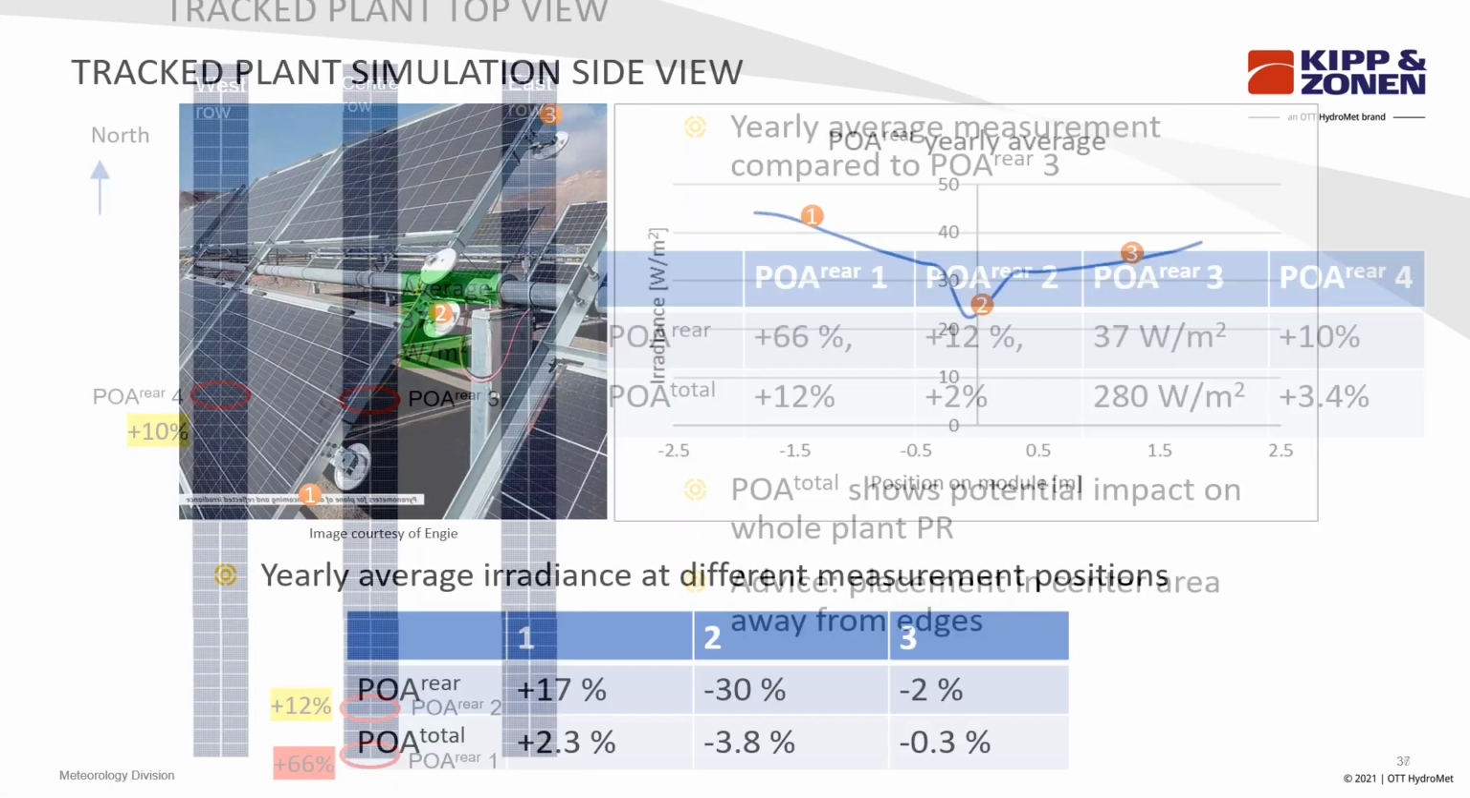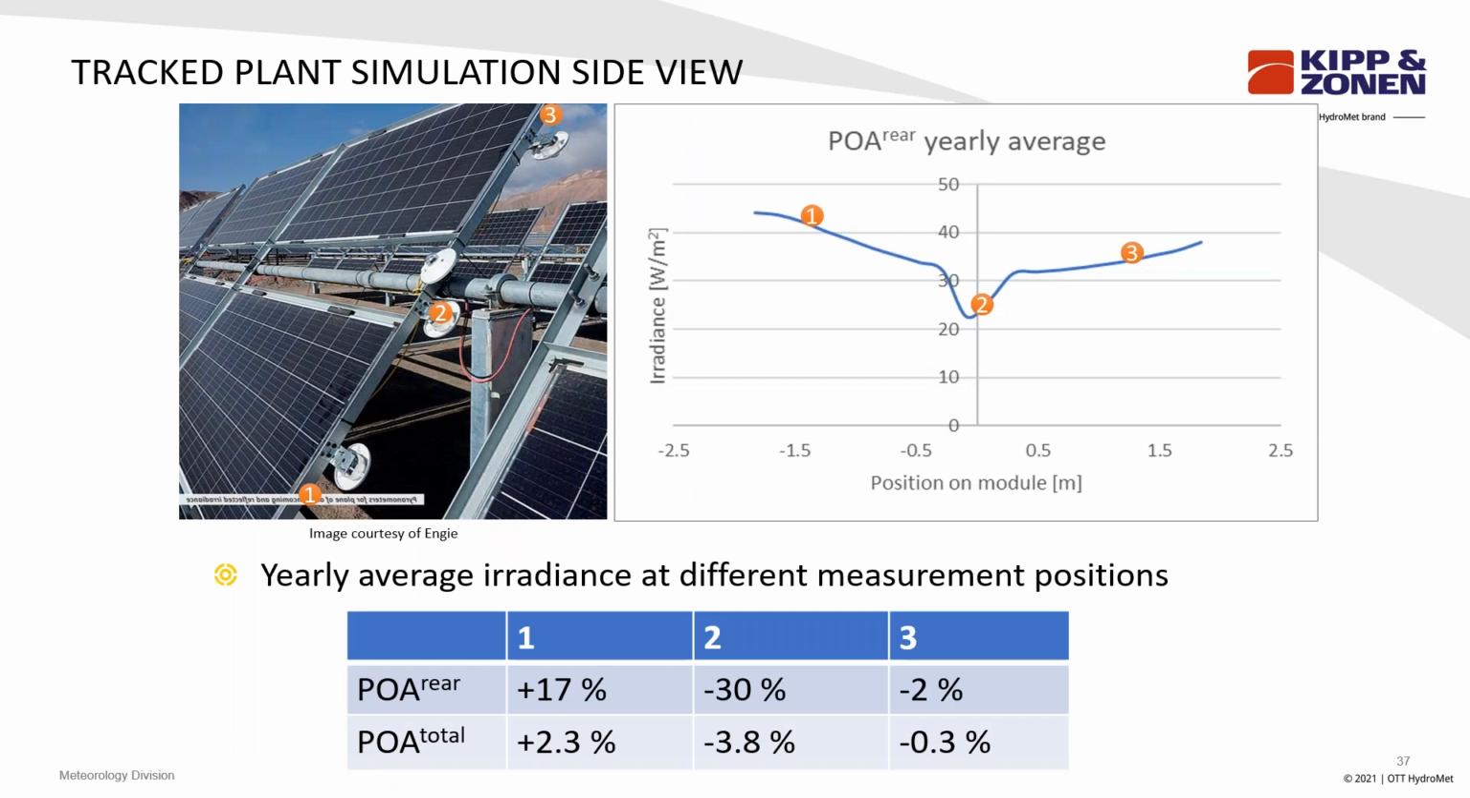Now, we've also looked at the impact of the mounting position along the module. You can see an image here with 3 mounting positions, and you can see the yearly average simulation on the right. So you see mounting position number 1, 2, and 3. And we see that there are the maxima again at the edges, so position 1 and 3. In this case, the center has a bit of a dip, and that is because of some shading by the torque tube.